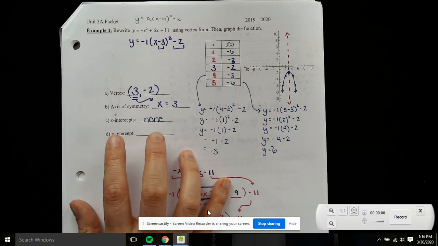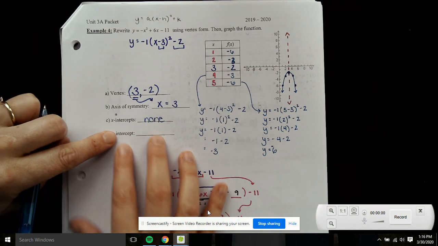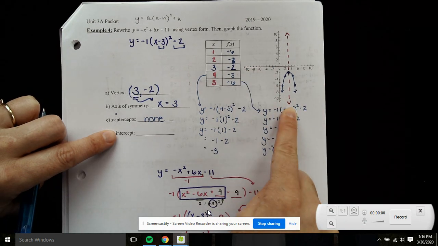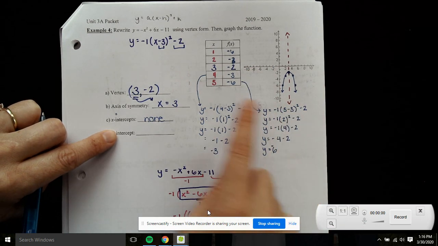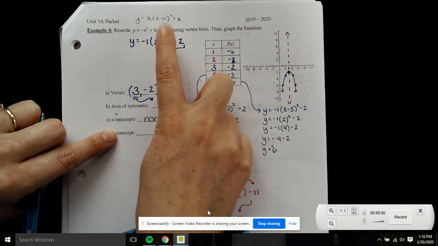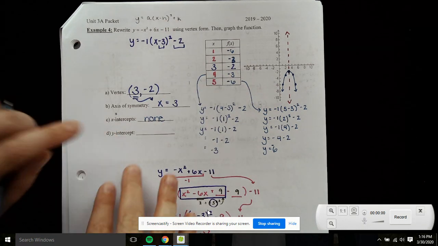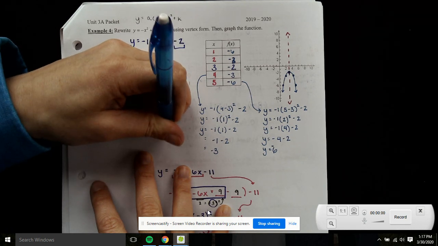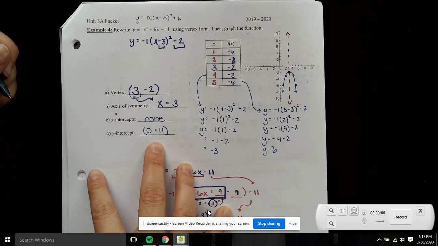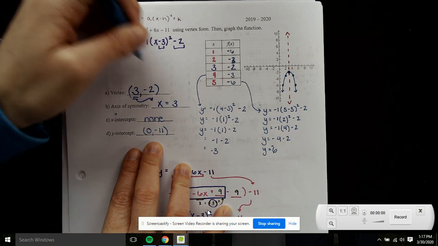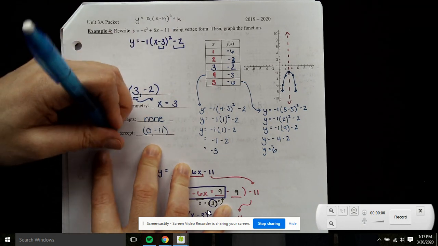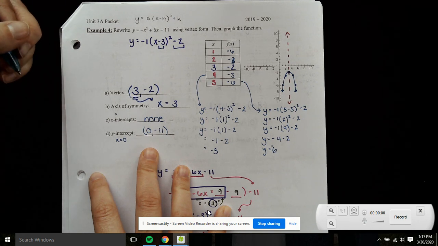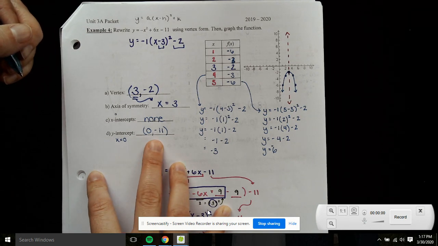And it also asks for the y-intercept. Notice I have not gone through the y-axis yet, but if you think back to standard form, I know that the y-intercept would be -11 because of this equation. So I can do (0, -11). I also could have just plugged in 0 into this equation because the y-intercept always occurs at x equals 0. And if I had plugged in 0, I would have gotten negative 11 as well.